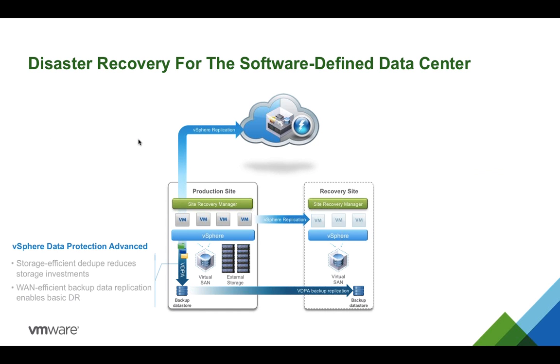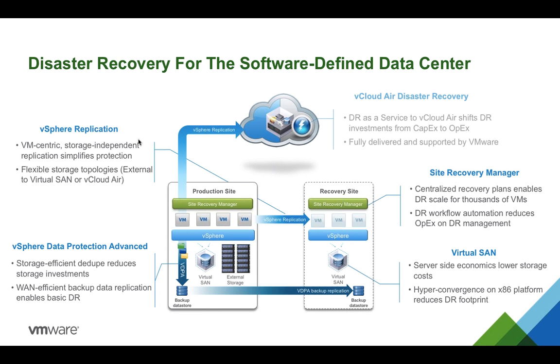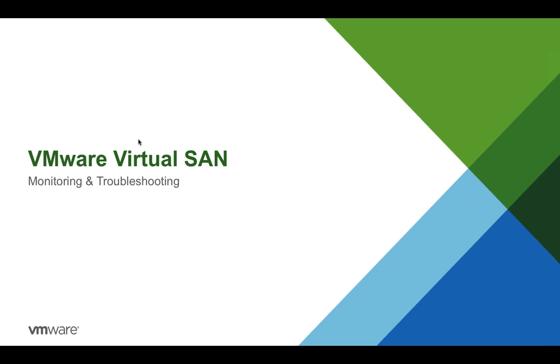So in terms of integration with the rest of the products, you can see how some of the different components interoperate with Virtual SAN as a disaster recovery solution for the software-defined data center. Virtual SAN is one of those components from the source perspective, but vSphere Replication, vSphere Data Protection, SRM, and vCloud Air Disaster Recovery all interoperate and work nicely with Virtual SAN, and can be leveraged like any other solution that works seamlessly with Virtual SAN at any point in time.